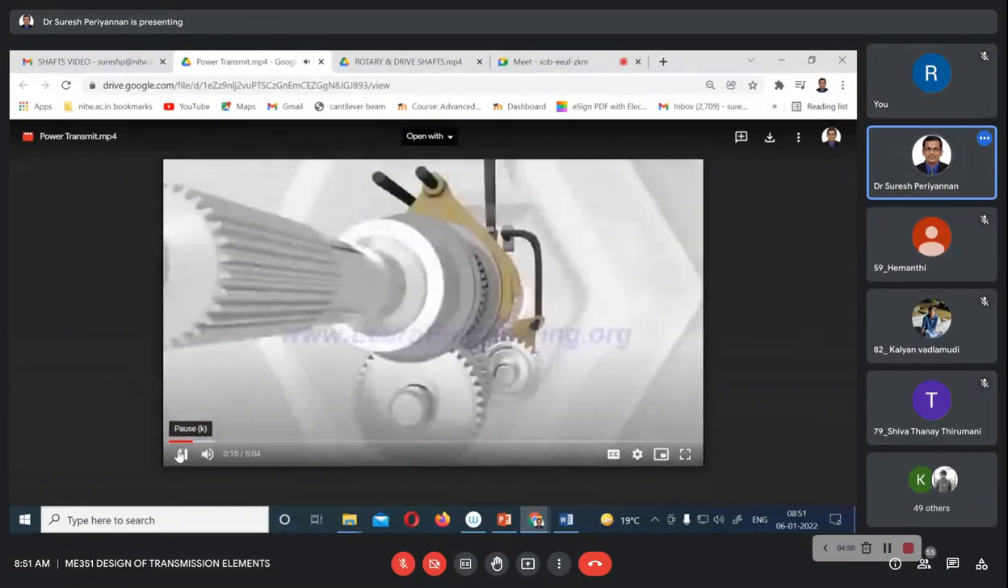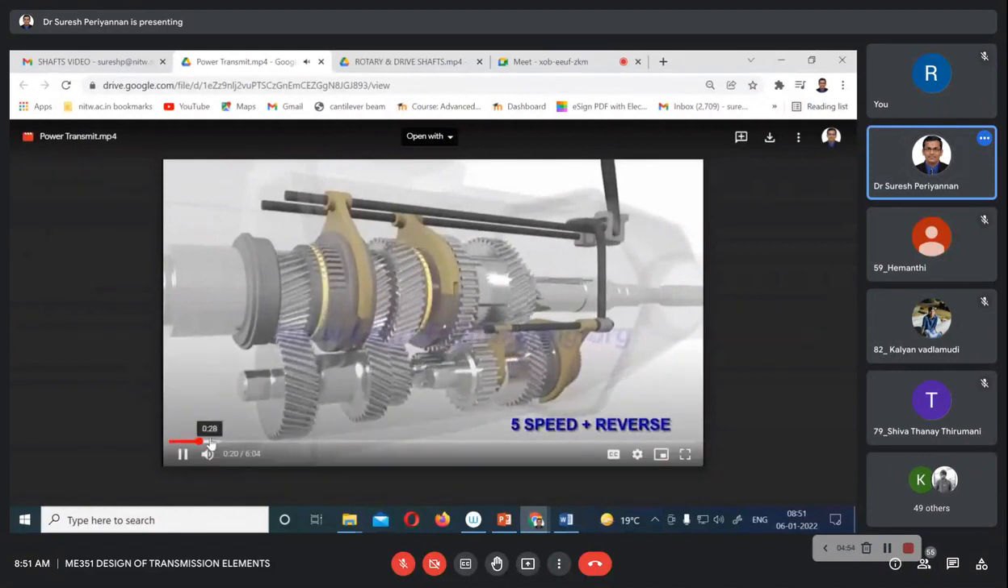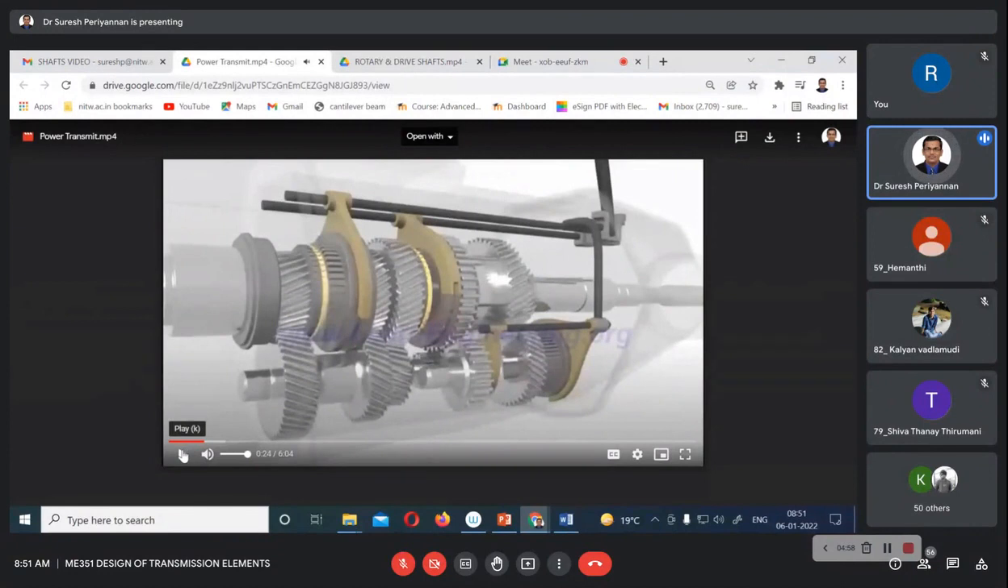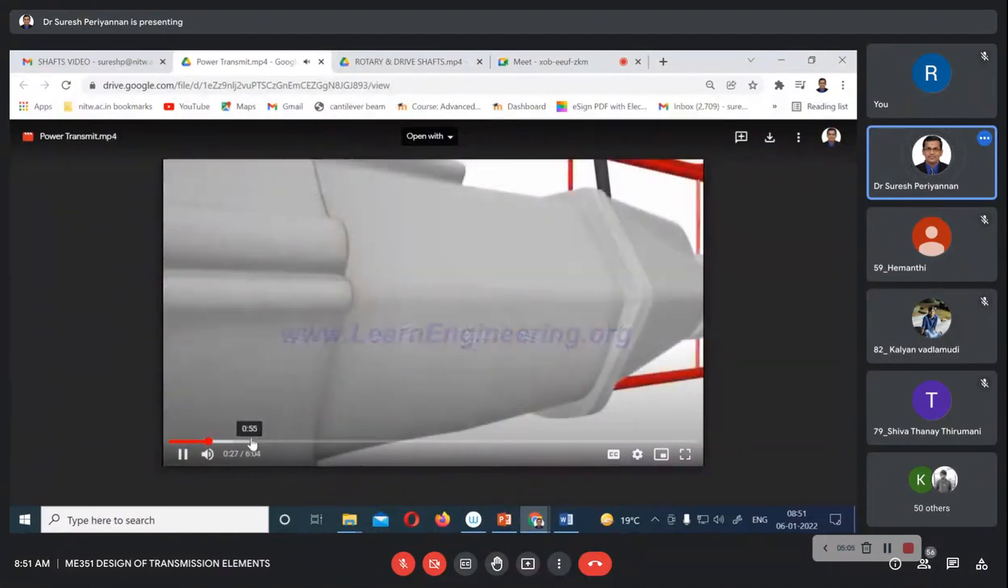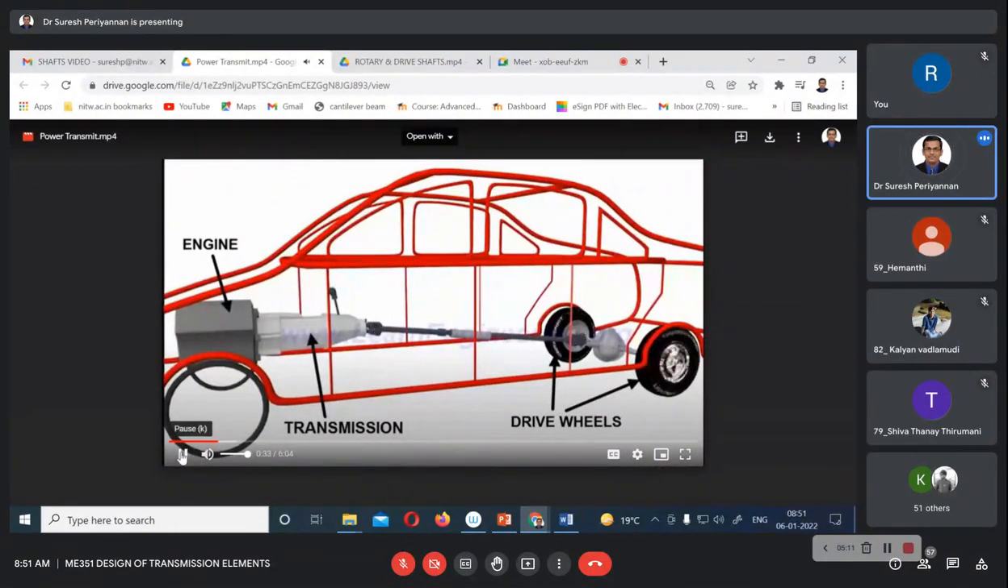Conceptual introduction on the workings of an actual manual transmission with a reverse gear. Why is transmission required in an automobile? The power generated by the engine flows through the transmission before it reaches the drive wheels.